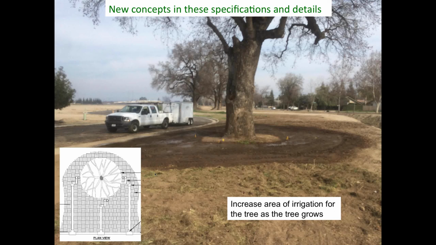As you can see in this tree here, it went from, say, a bubbler system to where it was able to switch out to overhead to water the entire root zone. At least, root zones change over a period of time. Irrigation needs to change over a period of time. Next.